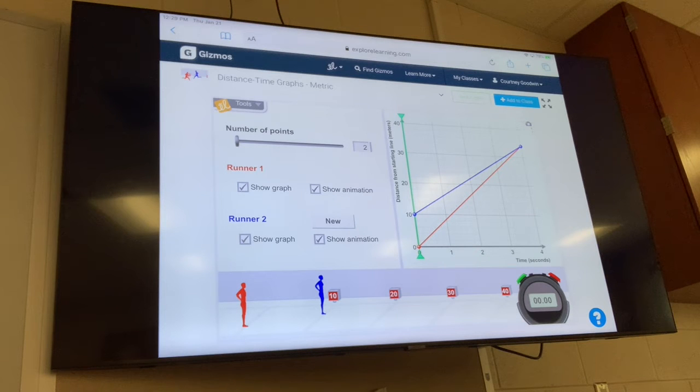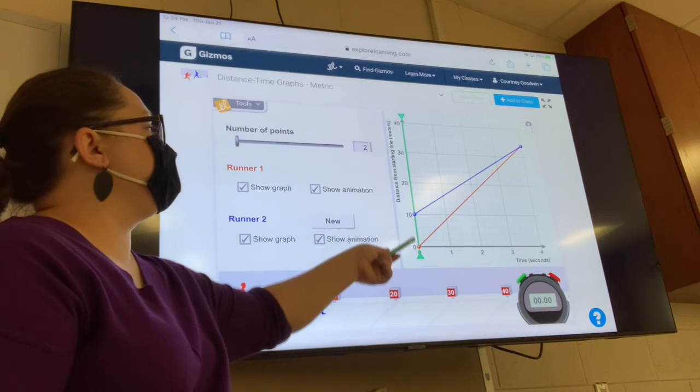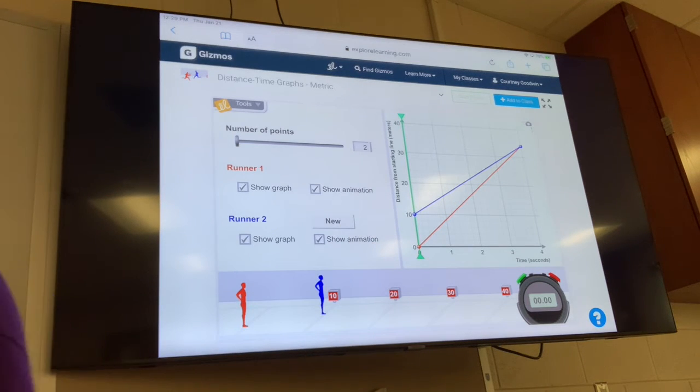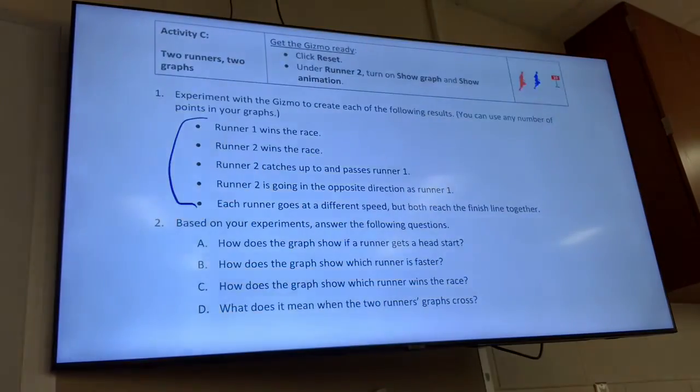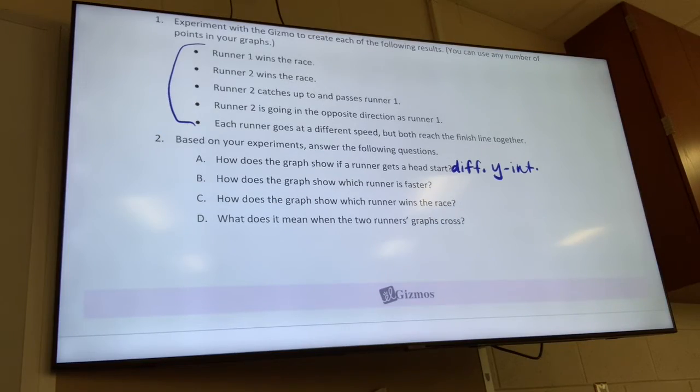Look at the graph. So looking at the graph right here, what does that look like? What does a head start look like? Do they start at the same y-intercept? No. So they're going to have a different y-intercept. That's how we know if one runner gets a head start. You get a different y-intercept. Just abbreviated that. How does the graph show which runner is going faster?